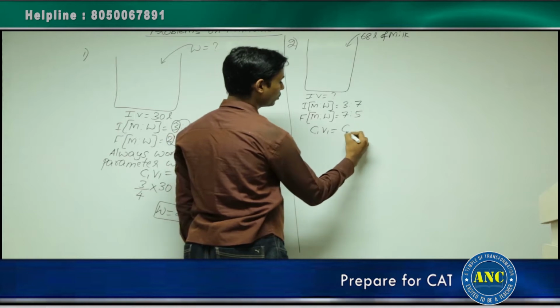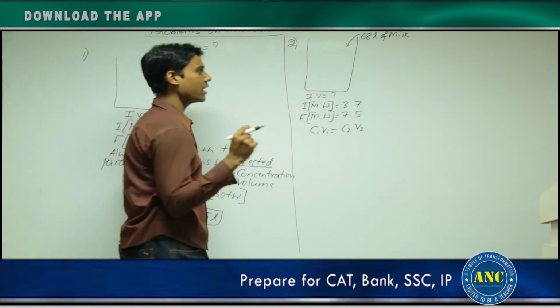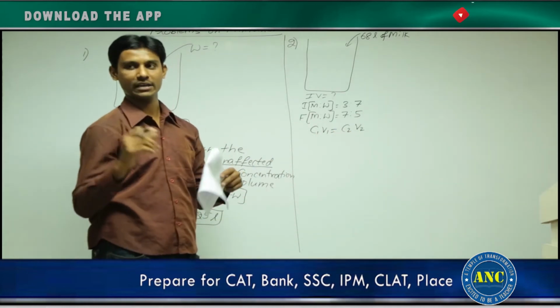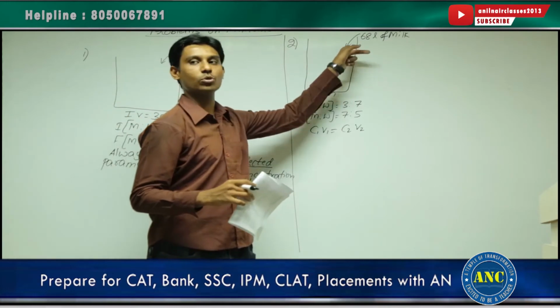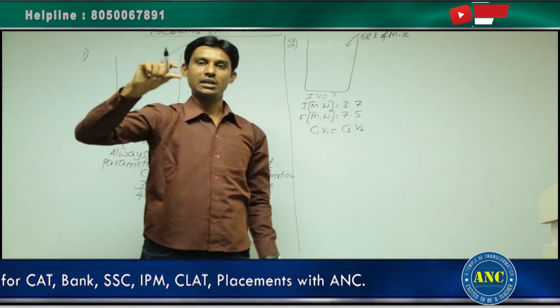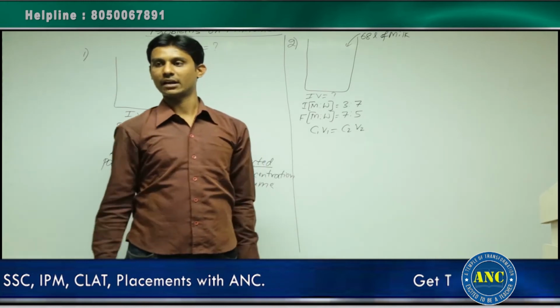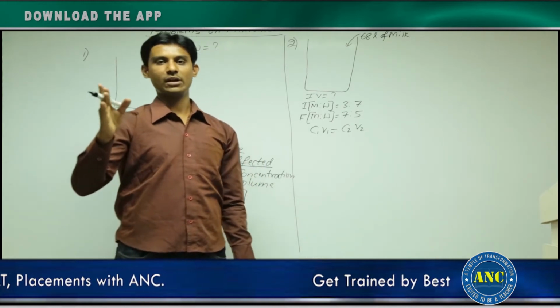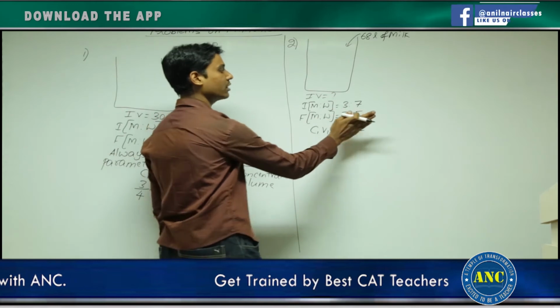C1V1 is equal to C2V2. First of all, always work with the parameter which is unaffected. You are adding milk quantity to the vessel. If you are adding milk quantity, milk parameter will get affected. Water will not be affected. That means you need to work with water in this case.